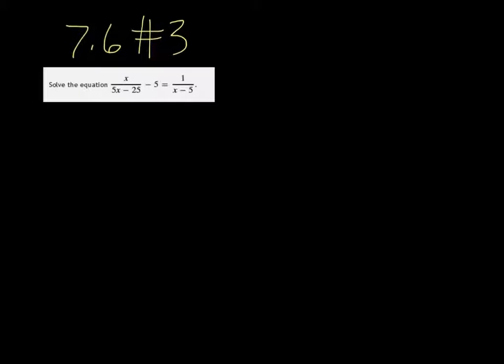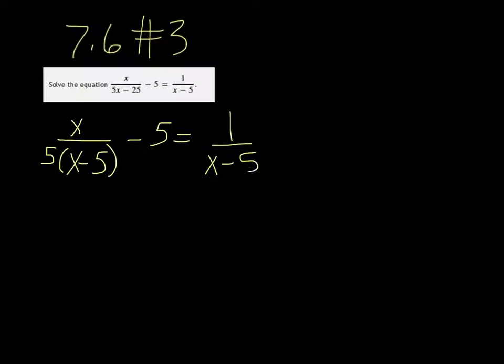Okay, so we're trying to solve this equation, and basically what we want to do is get rid of the fractions. So let's start by factoring the first one, because it can be factored, and that'll make it easier for us to see what the LCD is. So our LCD is 5x minus 5, because that'll cover all of our denominators.